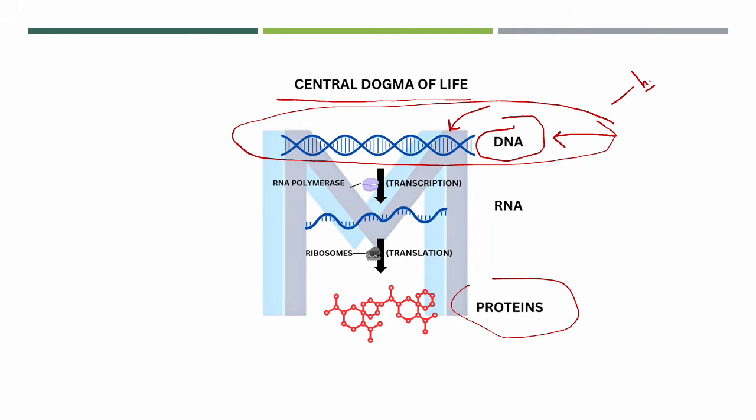synthesizing the new DNA. Now, since DNA strands run in opposite directions, replication occurs differently on each. The leading strand is synthesized continuously, while the lagging strand is made in short Okazaki fragments. And these fragments are later joined by ligase, which seals the DNA backbone and completes replication.